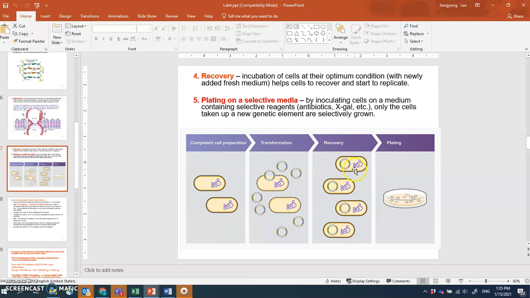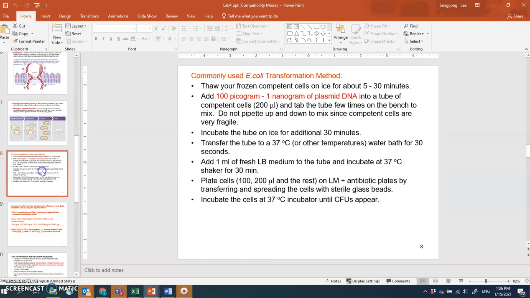So these cells will be recovered and grown continuously, and now at the end you plate the cells, transferring the cells onto a medium that has some selective chemicals, maybe some antibiotics or substrate that gives the color. So plating is the last step. Plating is done to select for the cells that have been transformed. So plating is the selection step. Those are the transformation steps that are important.